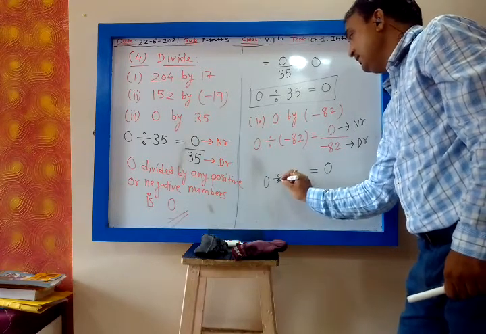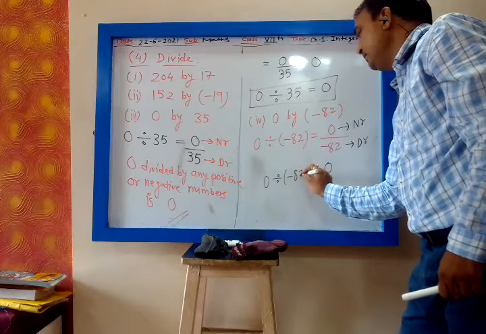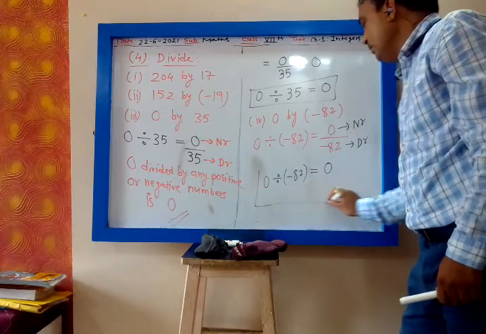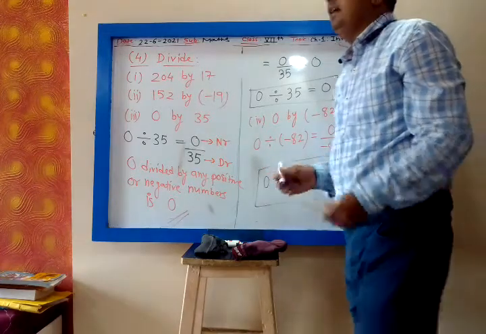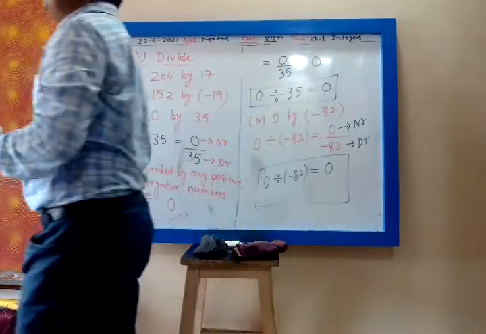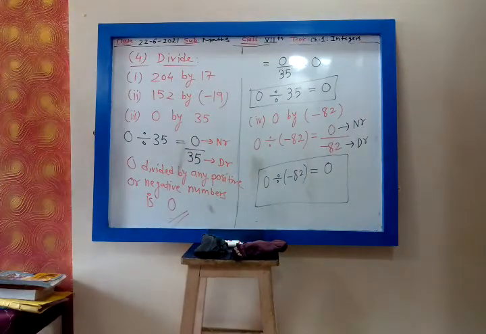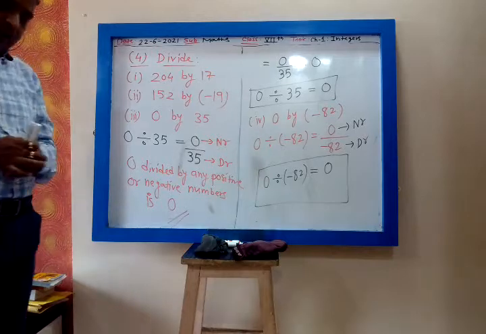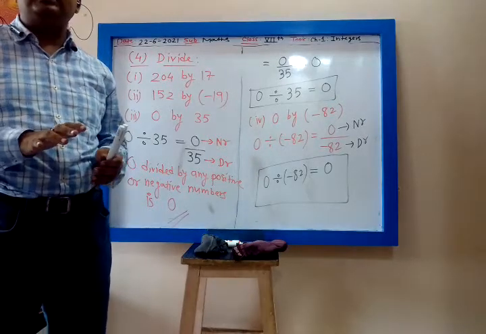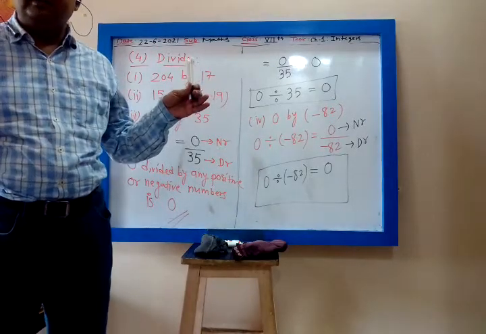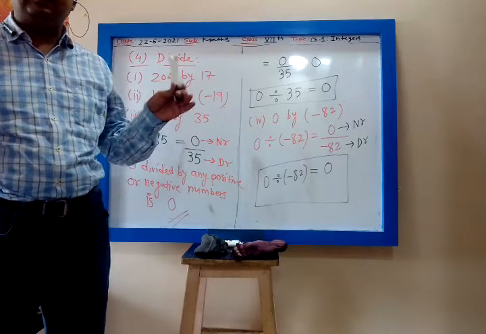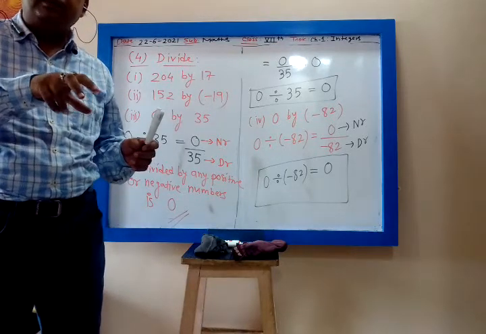Both cannot be 0. Remember, my dear. If the denominator is 0, then it is not defined. You cannot divide. Yes, if the denominator is 0, then division is not defined. It does not exist.